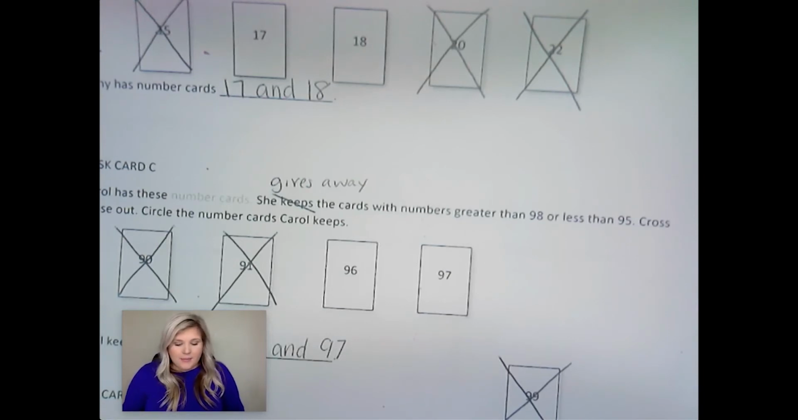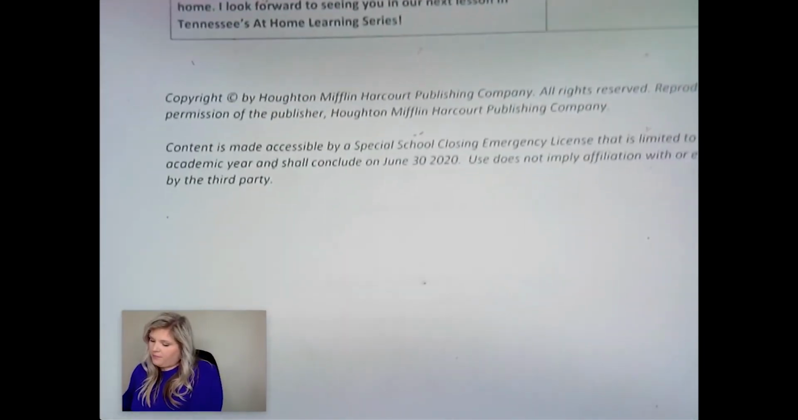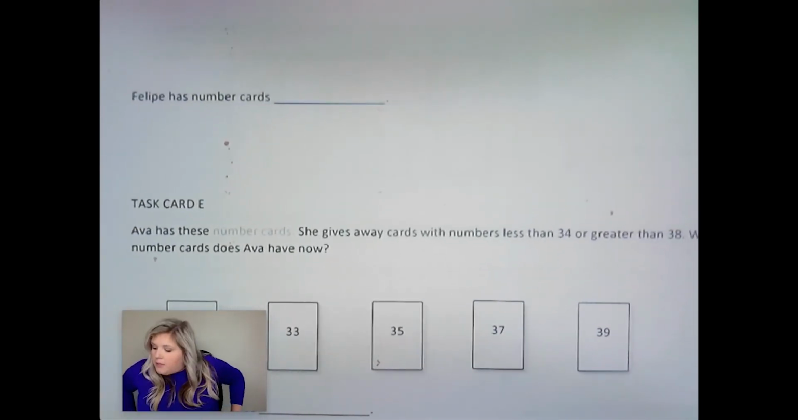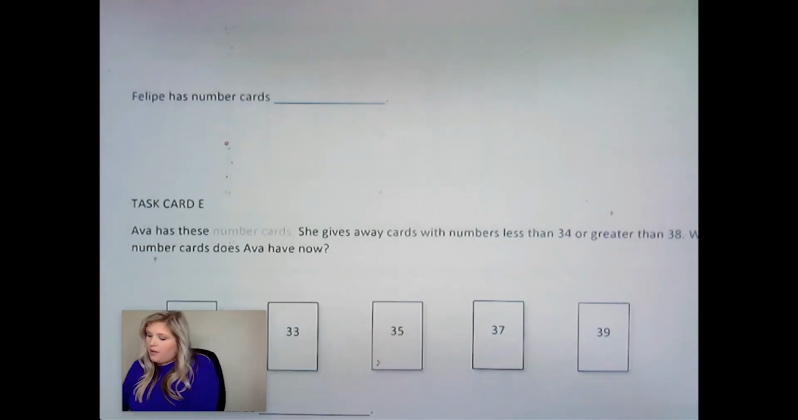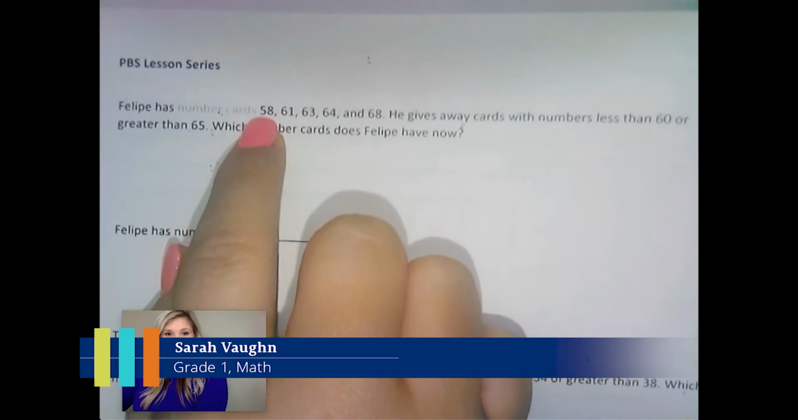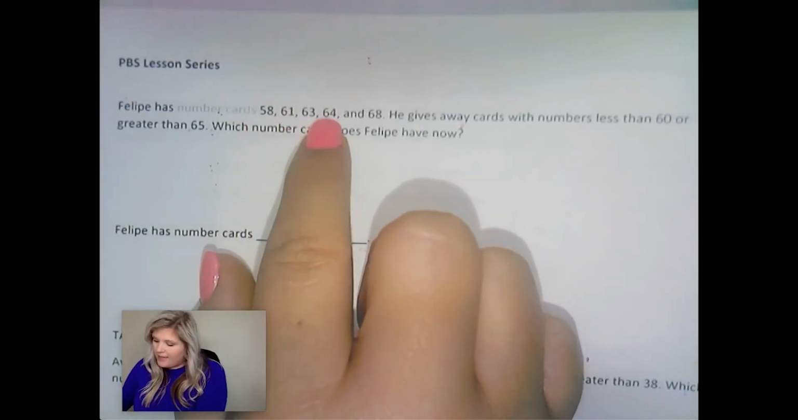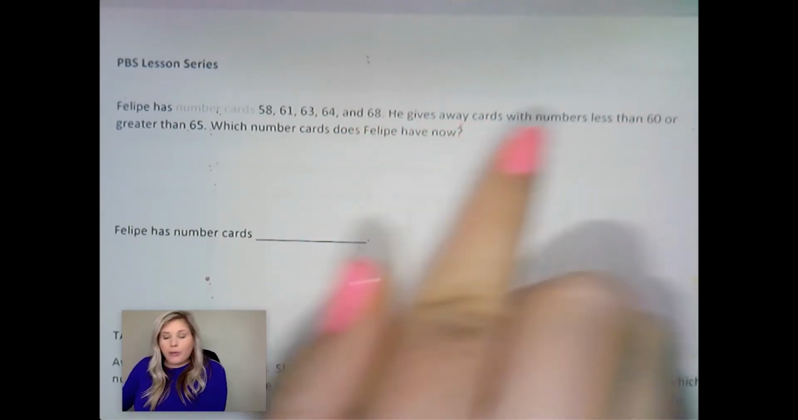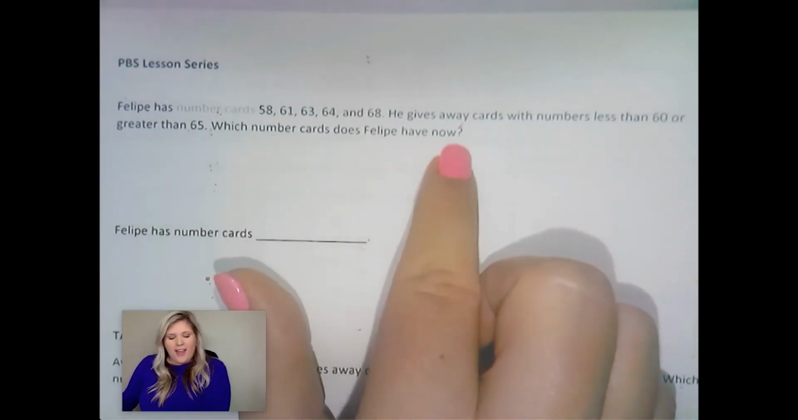All right. Let's go ahead and look at our third problem. Felipe has 5 number cards: 58, 61, 63, 64, and 68. He gives away cards with numbers less than 60 or greater than 65. Which number cards does Felipe have now?